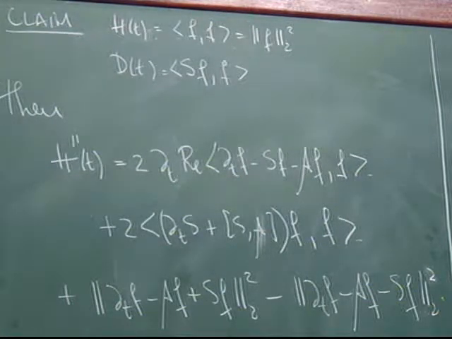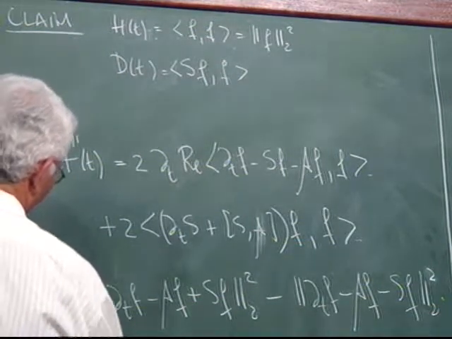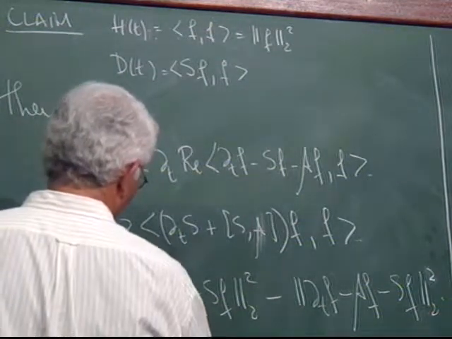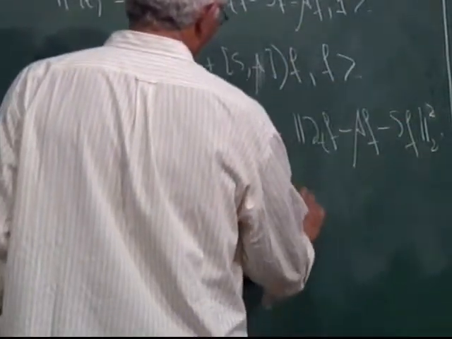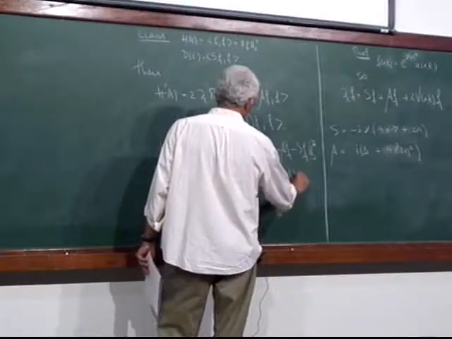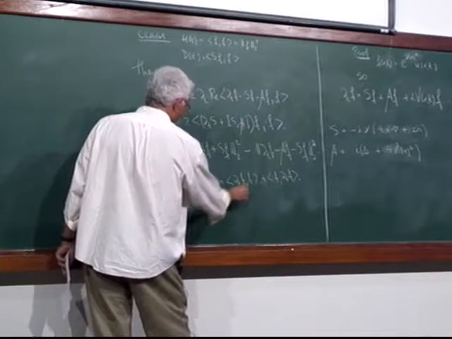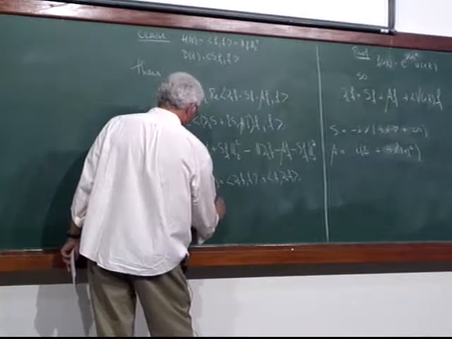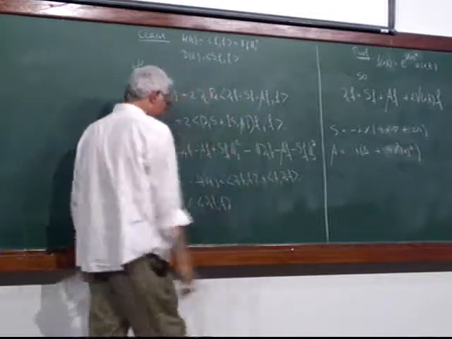Okay, who is the proof? Who is H prime of t? It is equal to dt of f plus f dt of f. That is equal to twice the real part of this quantity, because this one is the conjugate of this, right?